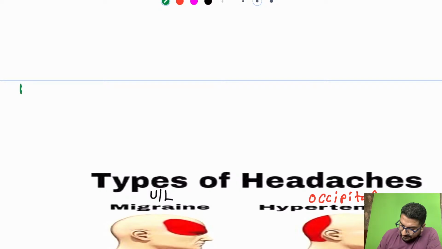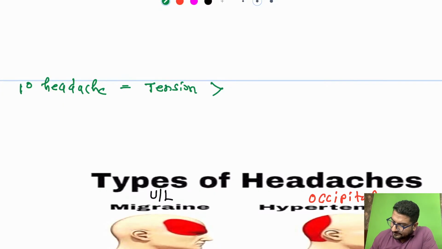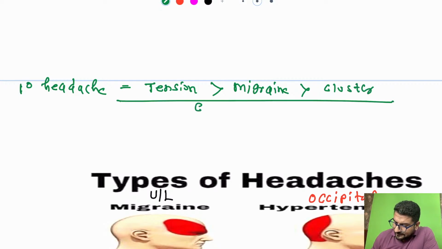Now see, what are all the primary headaches? Primary headache means the most common will be tension headache. The second most common will be migraine. And the third most common will be cluster headache. In these three headaches, understand, diagnosis is clinical. Clinical means you do not need to get any CT or MRI. Further steps in making the diagnosis you will take only in secondary headache.